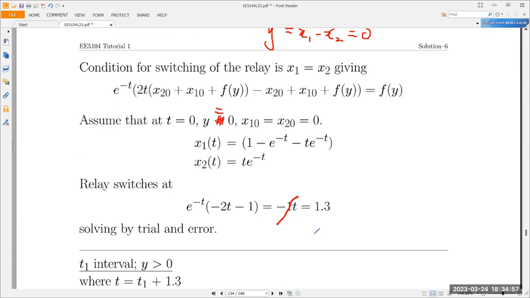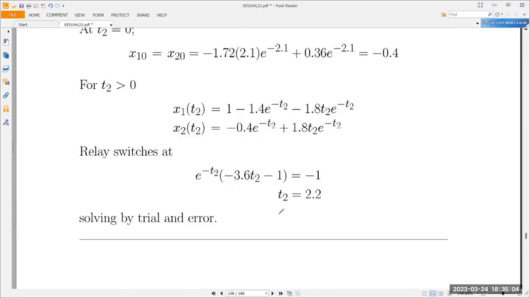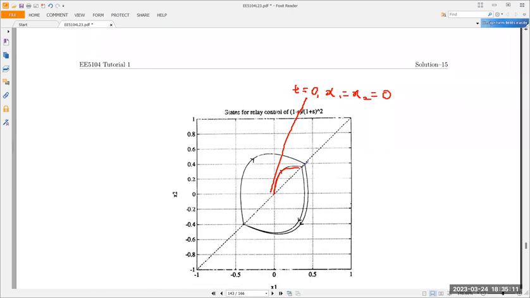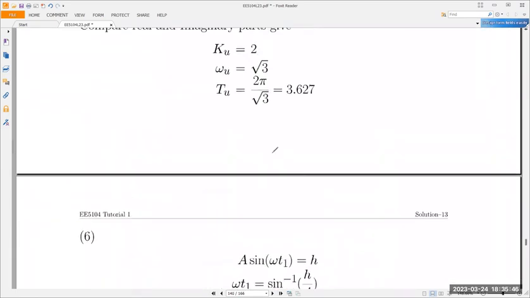If you do that, it says that at t equal to 1.3, the relay will switch. Which means that here at this point, you see this is a 45-degree line. So x1 equals x2. t is equal to 1.3, and x1 is equal to x2. All right, so now we draw up to here. Then the relay switches already.